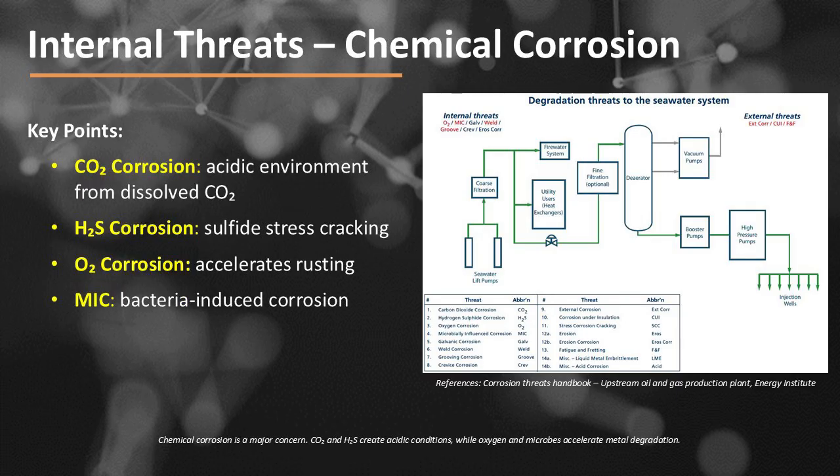Internal threats. Chemical corrosion. Chemical corrosion is a major concern. Carbon dioxide corrosion or CO2 and hydrogen sulfide corrosion or H2S create acidic conditions, while oxygen and microbes accelerate metal degradation. Key points: carbon dioxide corrosion or CO2 corrosion, acidic environment from dissolved CO2, hydrogen sulfide corrosion or H2S corrosion, sulfide stress cracking, oxygen or O2 corrosion, accelerates rusting. Microbially influenced corrosion or MIC, bacteria-induced corrosion.